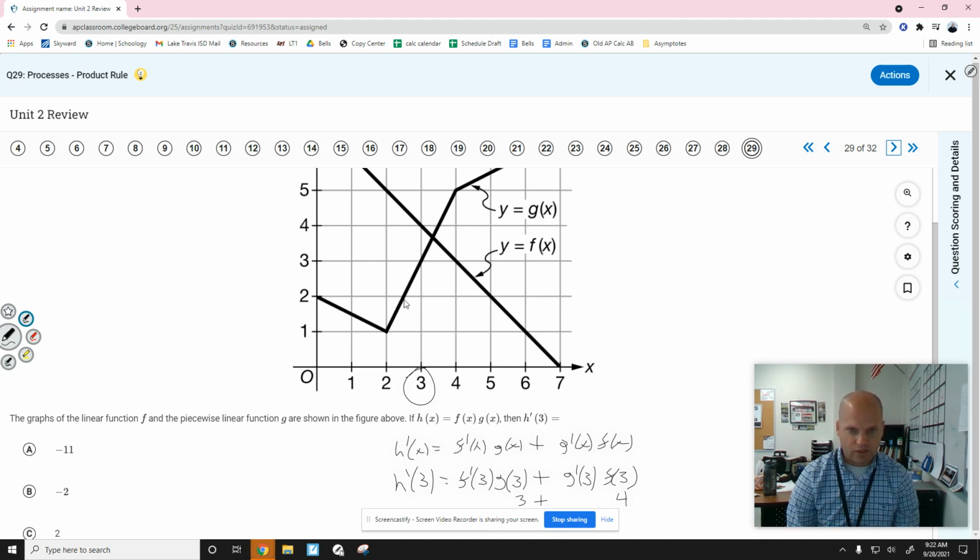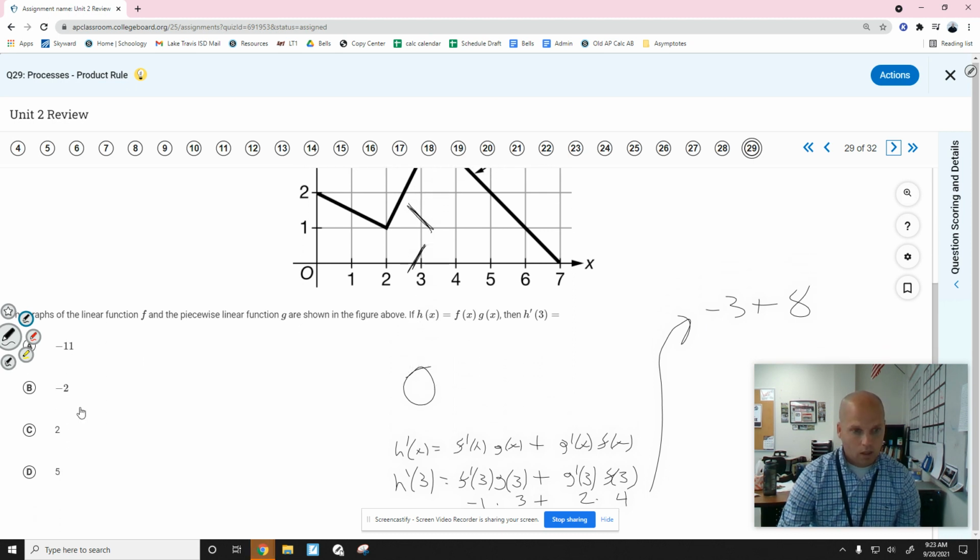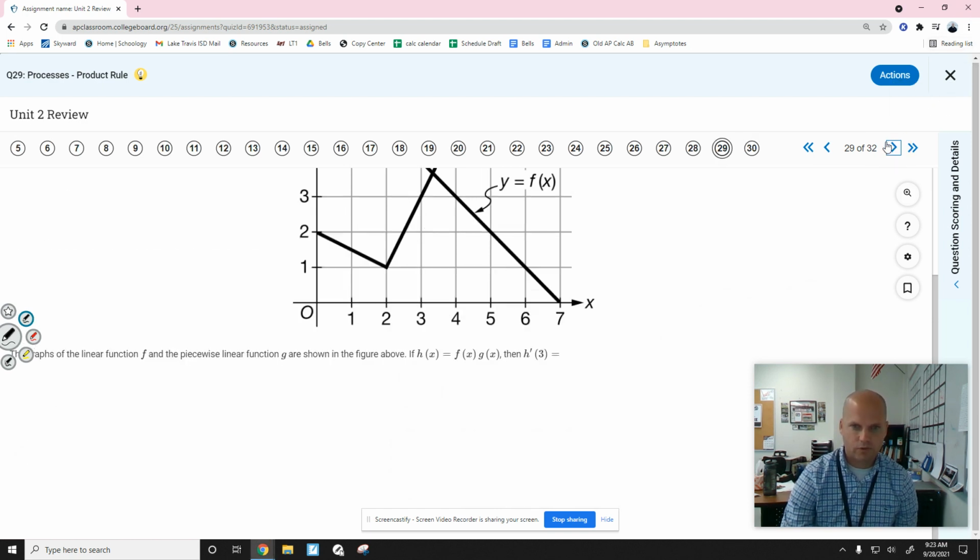G prime of 3 is the slope of this tangent, which is the slope of the line segment. Use rise over run. Up 2 over 1, that's 2. F prime, down 1 over 1. The slope of that line segment is going to be -1. So I get -3 plus 8, so 5. Right? That's what you've got to do. Get your answers first.